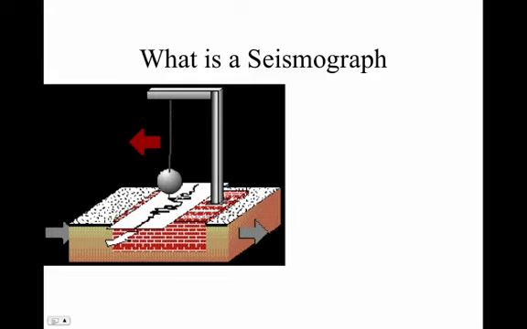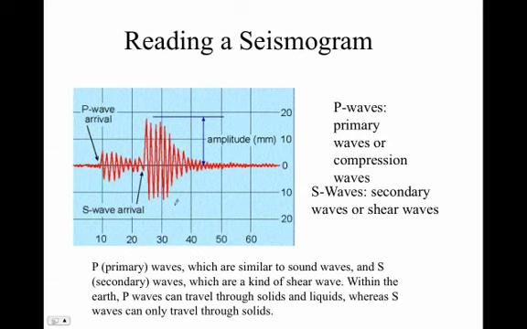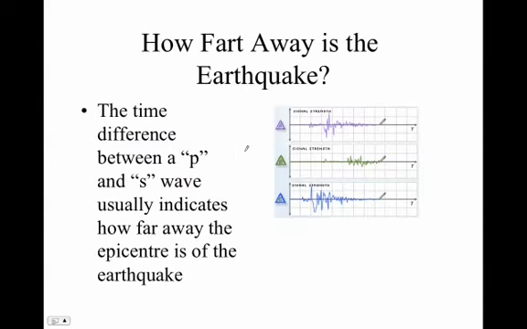In the piece of paper here, the whole device is the seismograph, the piece of paper is the seismogram. Here's what a seismogram looks like. That's the piece of paper. So first we get the P waves, then we get the S waves, and sometimes we might get the L waves showing up. The time difference between the P and S waves usually indicates how far away the epicenter is.